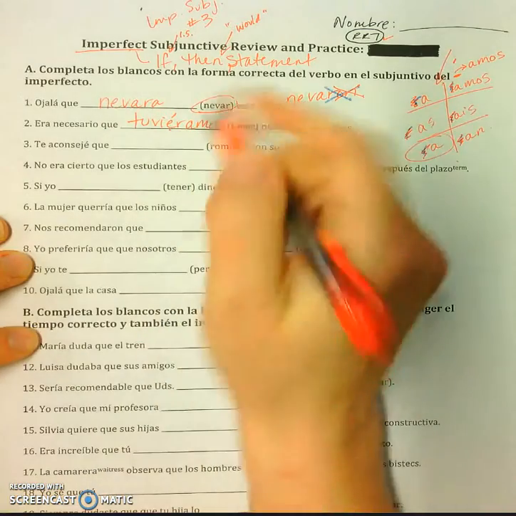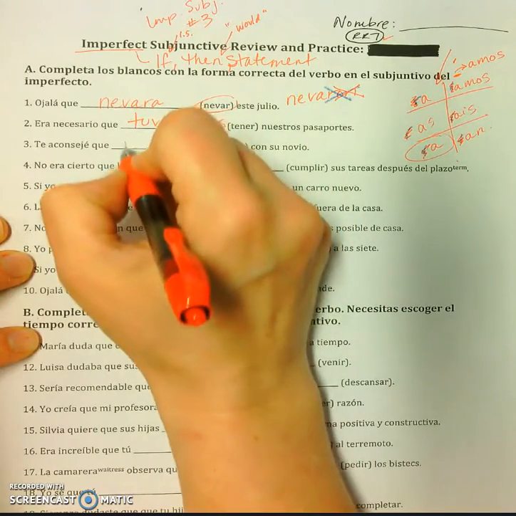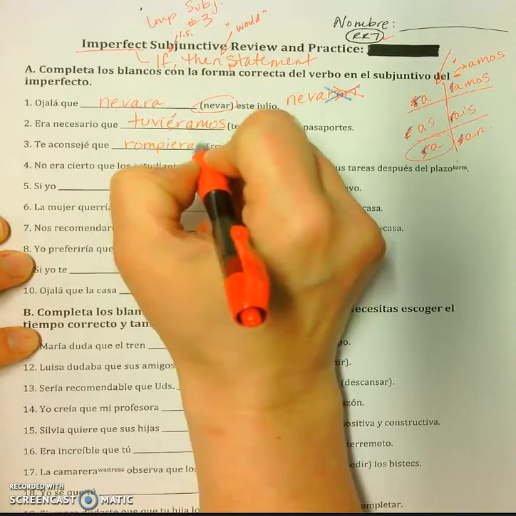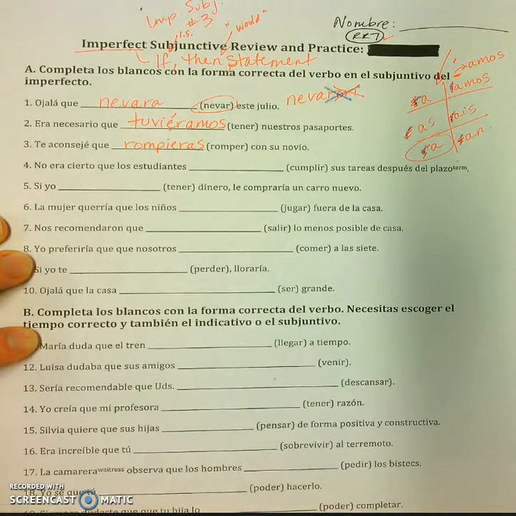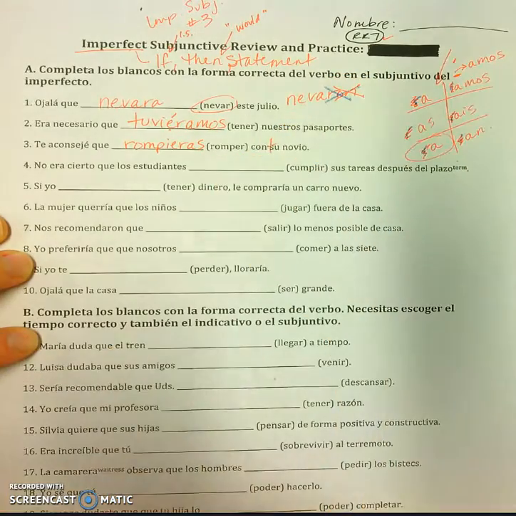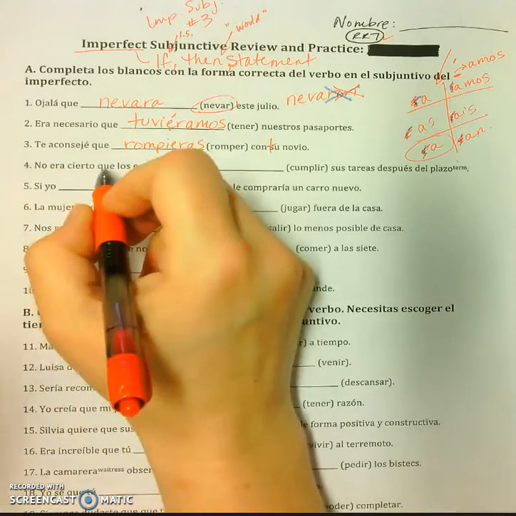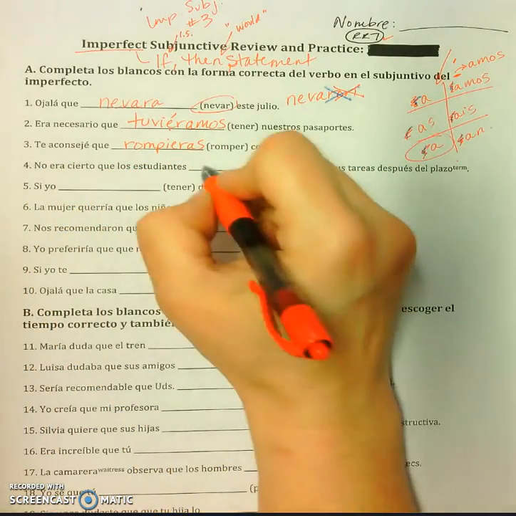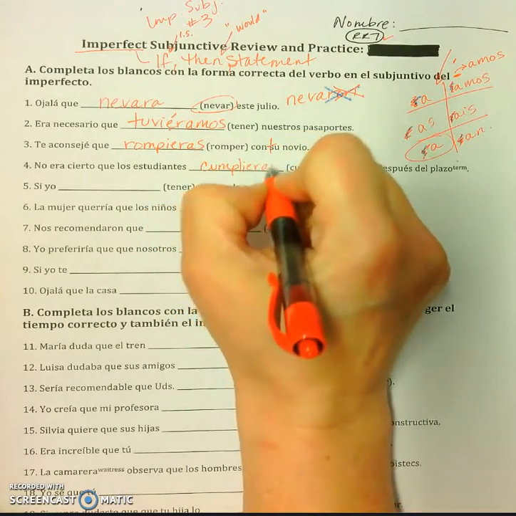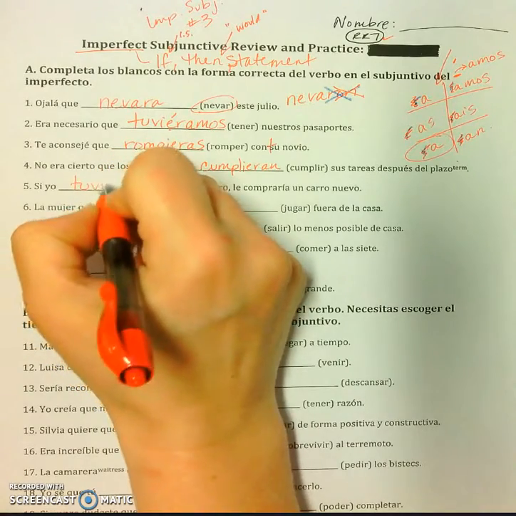So much fun. All right. Te aconsejé que rompieras con su novio. Well, that would be con tu novio. No era, or maybe you were going out with her boyfriend. That would be really messy. No era cierto que los estudiantes cumplieran. They finished their homework. Si yo tuviera dinero.